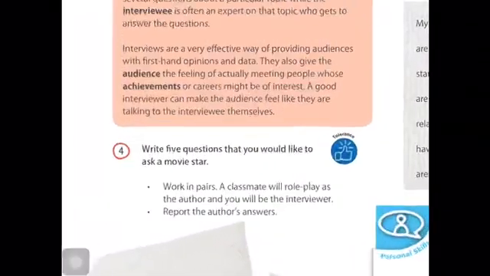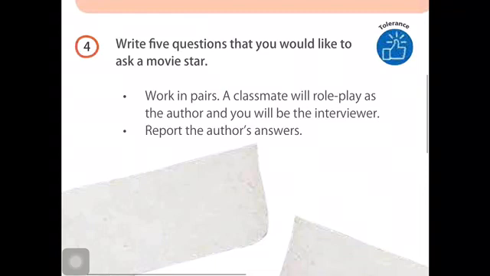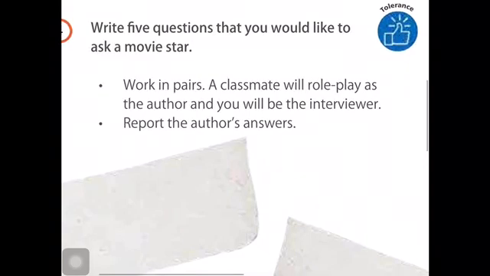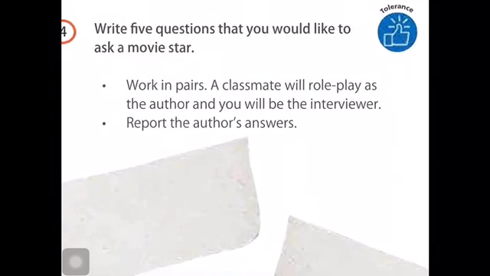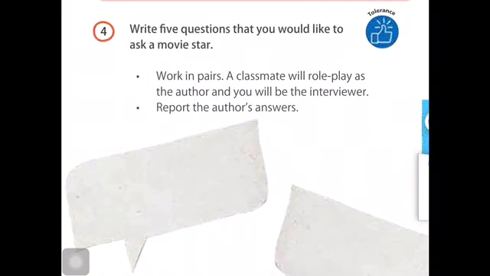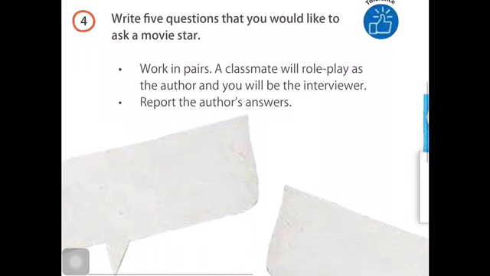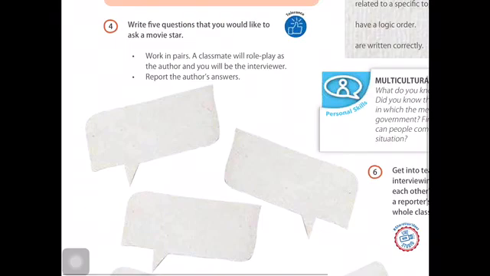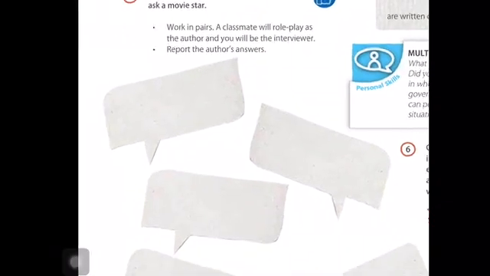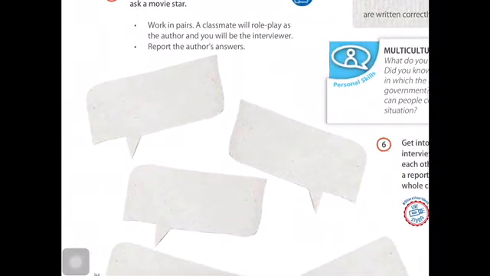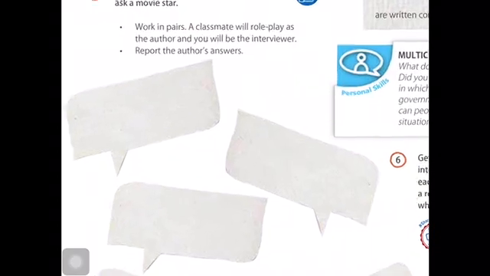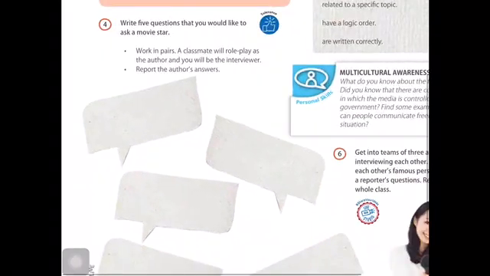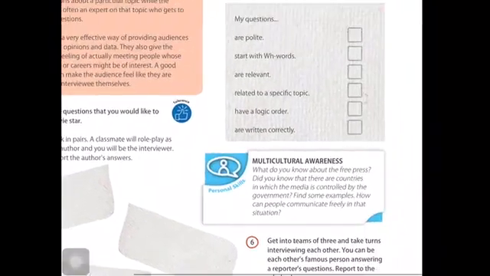Okay? Exercise 4 says, write 5 questions that you would like to ask a movie star. Work in pairs. A classmate will role play as the author and you will be the interviewer. Report the author's answers. If you cannot work with a classmate, no problem, don't worry. You just write the questions that you would ask a movie star.